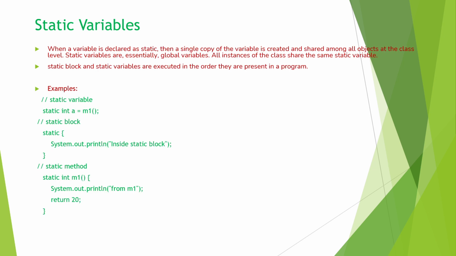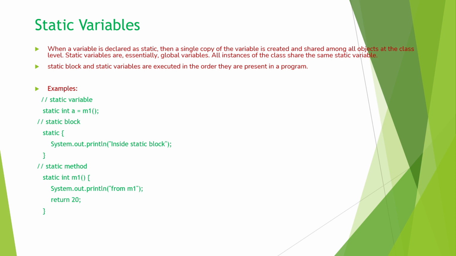Static variables. When a variable is declared as static, a single copy of the variable is created and shared among all the objects at the class level. I already discussed this point in memory management. Only one copy of the variable is created, and it is shared by multiple instances of the same class. So static variables are essentially global variables. All instances of the class share the same static variable.